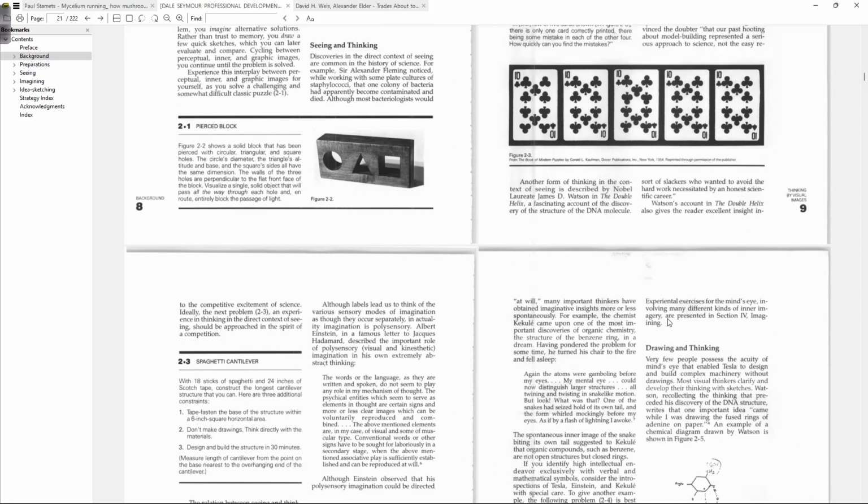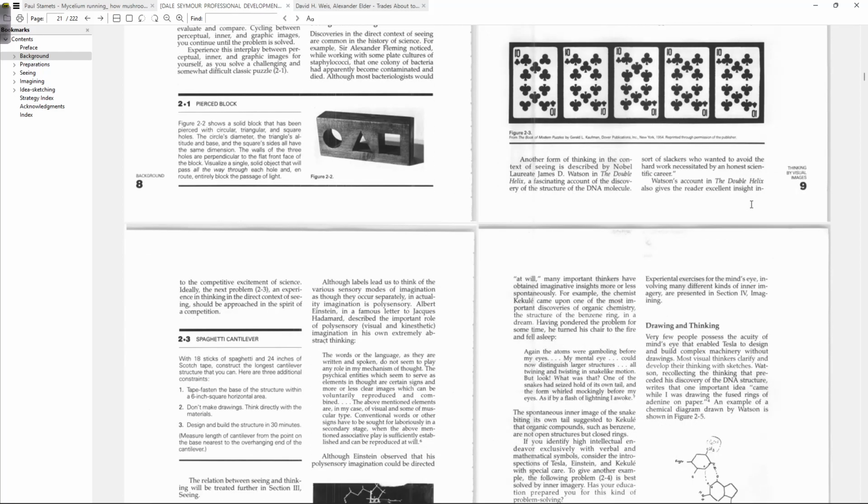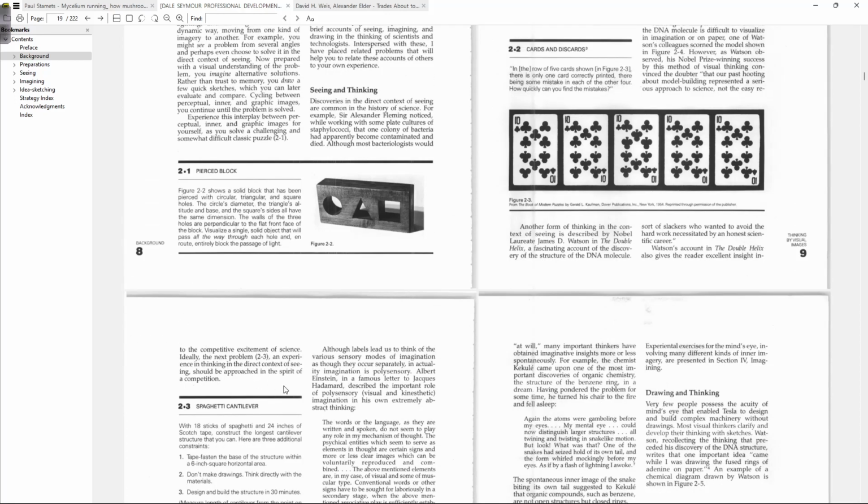Figure 2.24, DNA structure. However, as Watson observed, his Nobel Prize-winning success by this method of visual thinking convinced the doubters that our past hooting about model building represents a serious approach, not the easy resort of slackers who wanted to avoid the hard work necessitated by an honest scientific career. Watson's account in The Double Helix also gives the reader excellent insight into the competitive excitement of science.